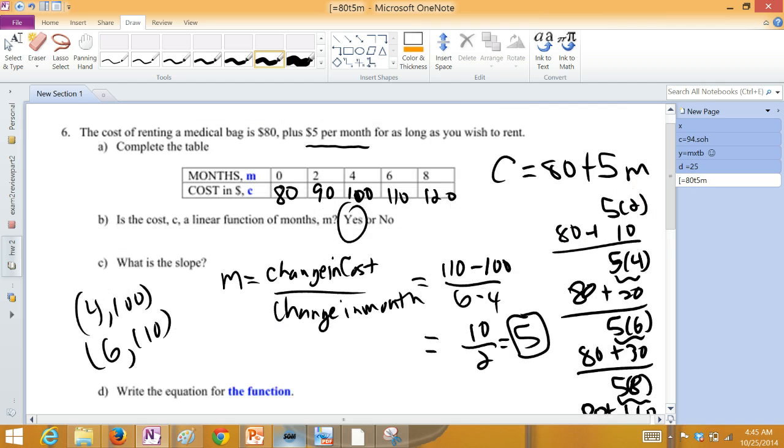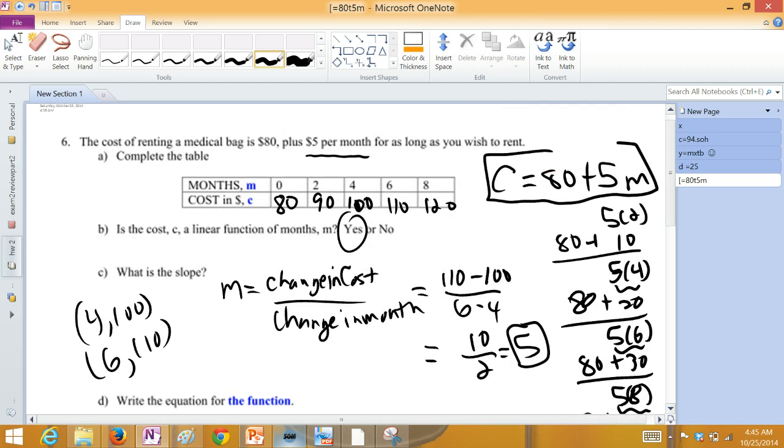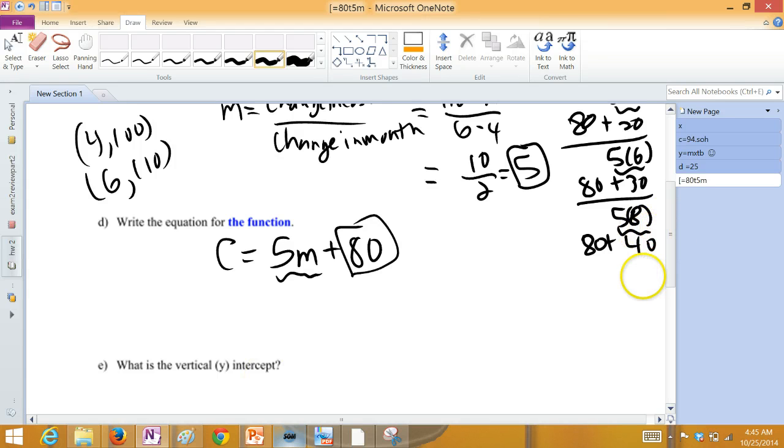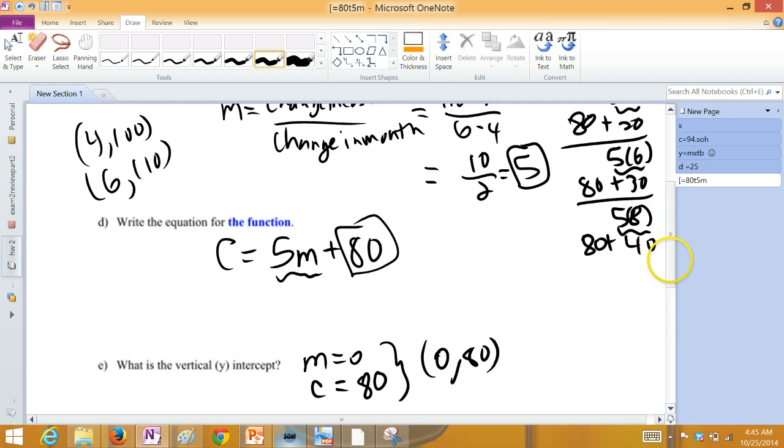The equation of the function is what we have here. 5m plus 80. Let's write it like that. You have to pay 80 and then $5 per month after that. That's the equation for the function. The y-intercept, when m is 0, the cost is 80. So (0, 80) is the y-intercept.